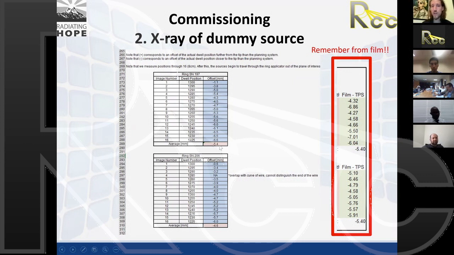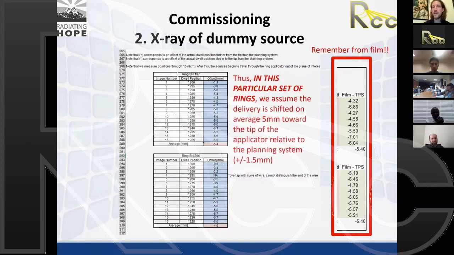And with the digital radiograph, I got minus 5.4 and minus 4.6. Okay, so from all four of these measurements, I've decided for this particular ring in my system to use a minus 5 millimeter offset. That means that the delivered positions are actually 5 millimeters closer to the tip of the applicator than my treatment planning system. And note again that all of these are within plus or minus 1.5 millimeters.